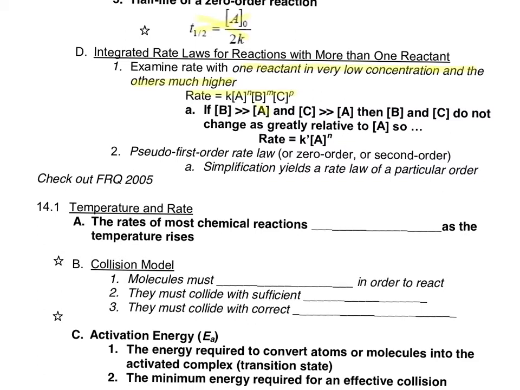So if A is in the smallest concentration, then A is the important one in determining the rate. So our rate law could be written like this. It's a nice way to simplify these rate laws, and this is often called a pseudo rate law. In this case, it's a pseudo first order or zero order or second order rate law.